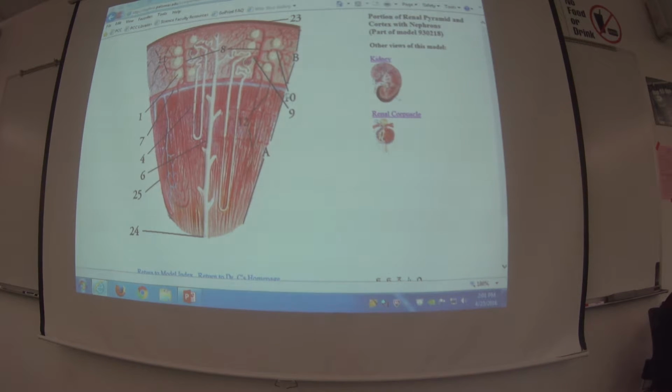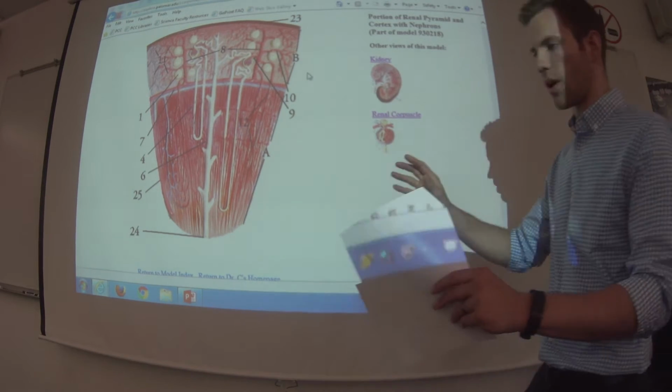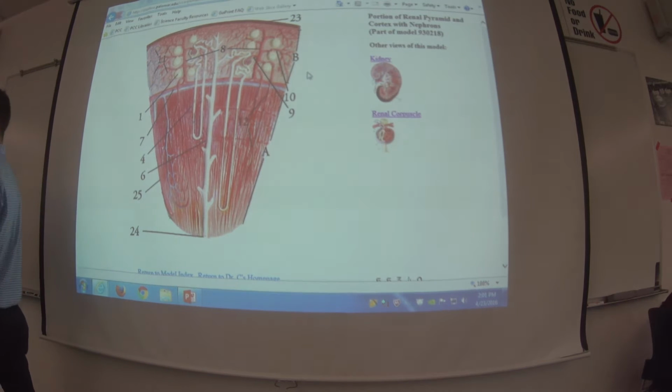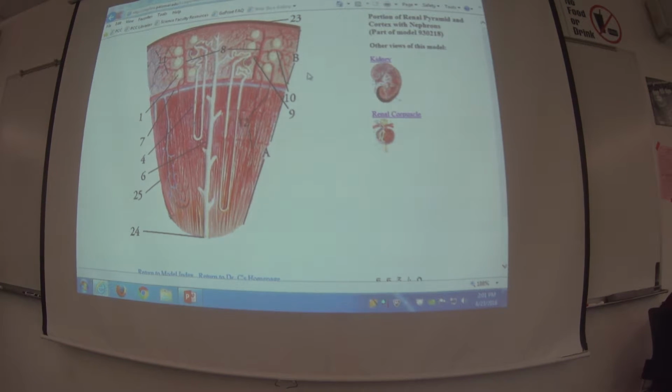All right, let's get a little bit closer. So now this is also a model that we have. We're zoomed in a little bit closer. Now we can begin to see the 2 different kinds of nephrons. So you guys talk about nephrons. They're the functional unit of the kidney, and they are the most important part of this entire renal discussion.